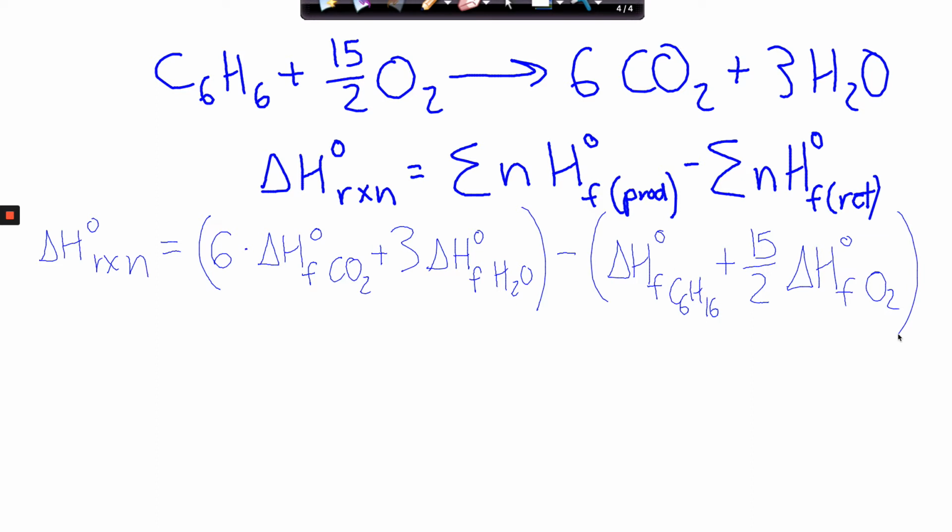Now guys, we need data. So now we go: delta H naught reaction is equal to 6 times the heat of formation of carbon dioxide. I think it's under carbon, but I don't know that for sure. Oh, there it is. Negative 393.5. So 6 times negative 393.5 kilojoules per mole.